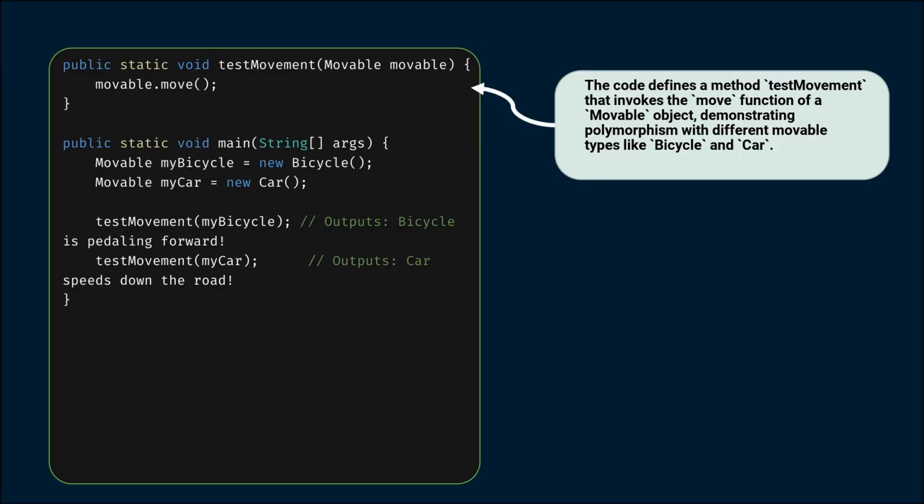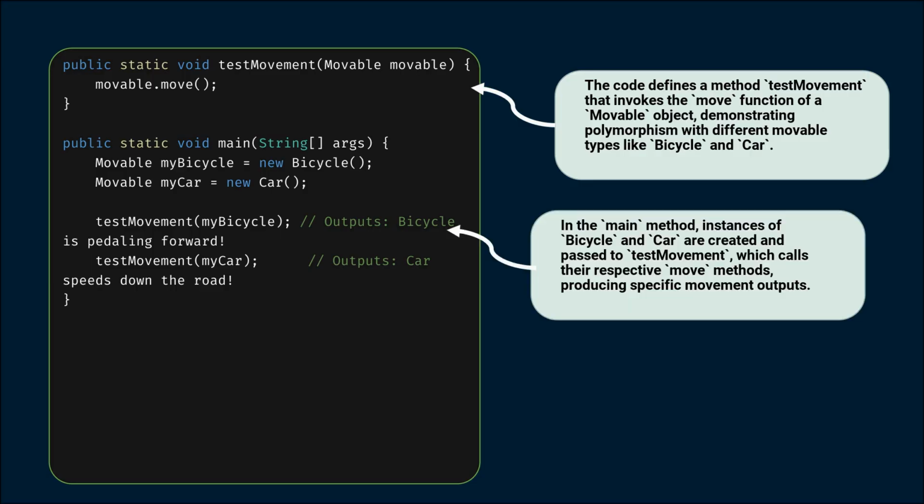We start with a static method named testMovement, which takes a movable object as a parameter. This method invokes the move method on the passed object, demonstrating polymorphism, allowing different types of objects to be treated uniformly based on their shared interface.